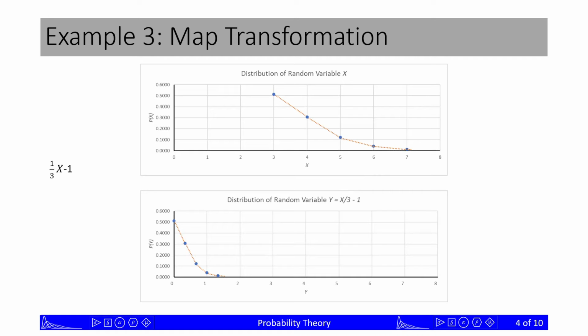Our linear transformation is 1/3 x minus 1. The scale factor, or parameter, is 1/3, which compresses the spread of the distribution. And the location parameter is -1, which shifts the result of 1/3 x 1 unit to the left.